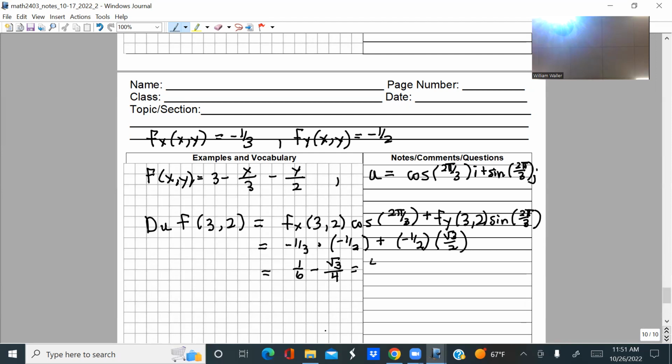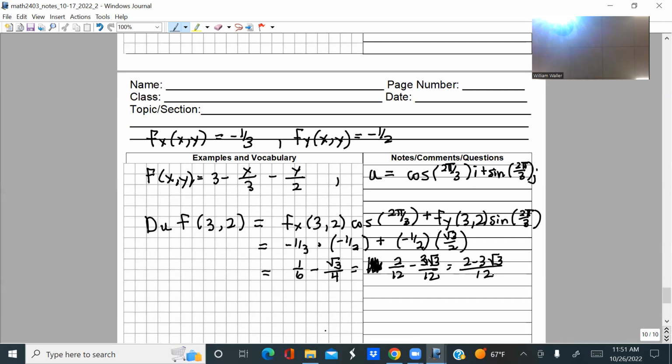I was going to use 24 as a common denominator, but I can use 12. Isn't 2/12 equal to 1/6? And this is 3 times the square root of 3 over 12, multiplying top and bottom by 3. And so you end up with 2 minus 3 square roots of 3, over 12. I just want to write it as a single fraction. There it is.